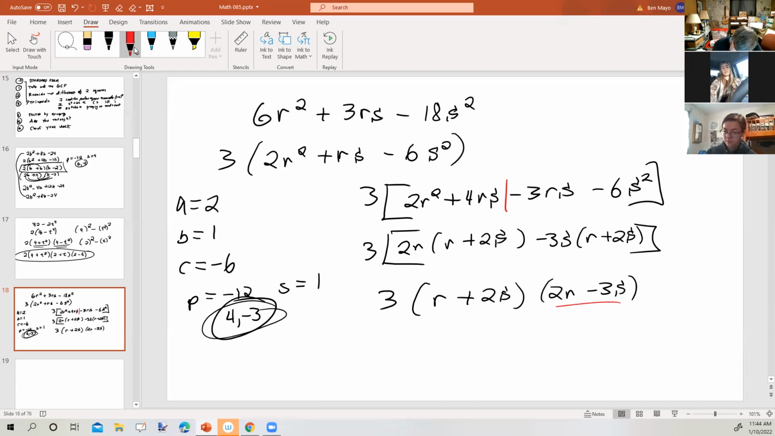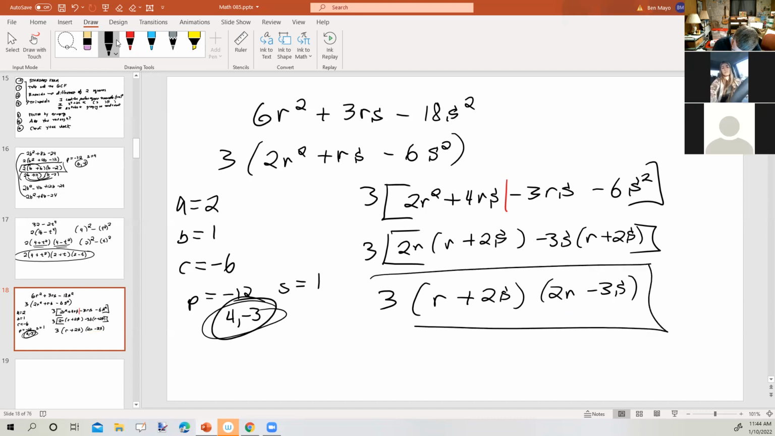Now, this is the difference. It's a binomial, but it's not the difference of 2 squares. So that's as far as I can go with it. Okay, any questions there? All righty, let's see here.